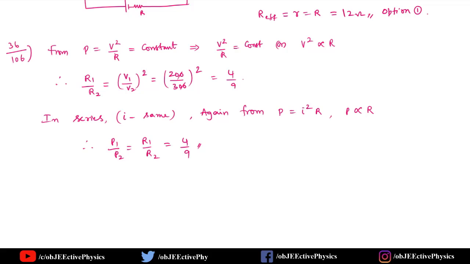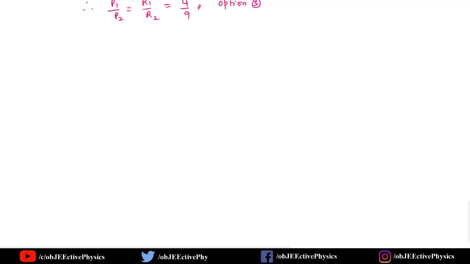So what is being asked here? The ratio of power consumed across them when they are connected in series, that is 4/9, option 3. Option 3 is the right answer. Next, question number 37.